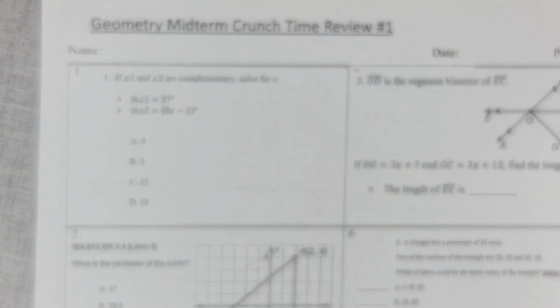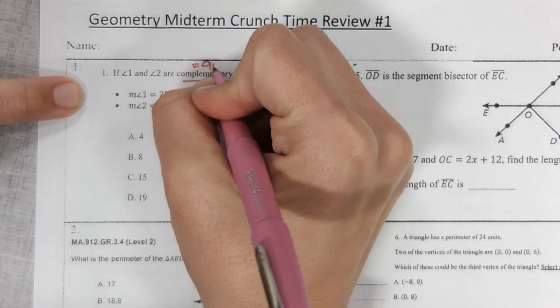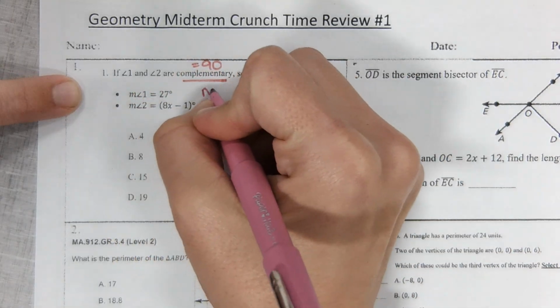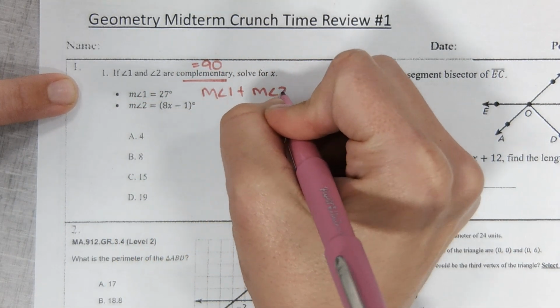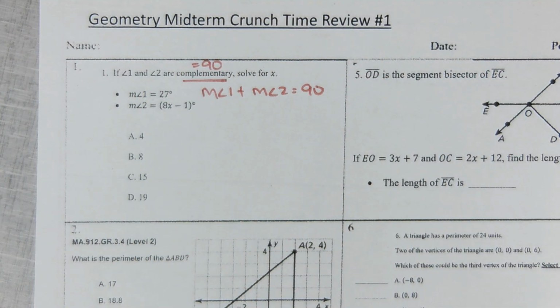Okay, so number 1, it says if measure of angle 1 and 2 are complementary, solve for x. So the word complementary means that the angles add to 90 degrees. So measure of angle 1 plus measure of angle 2 equals 90 degrees.